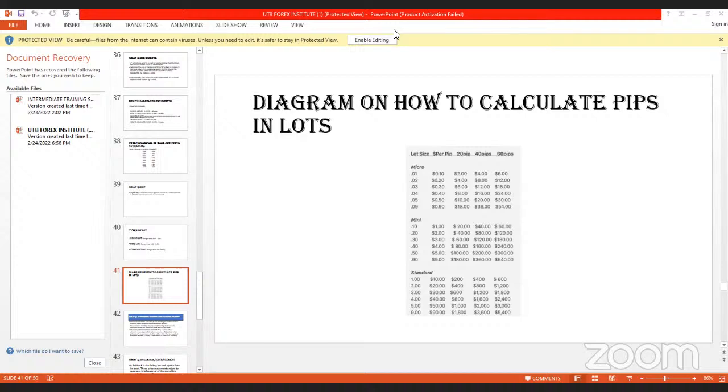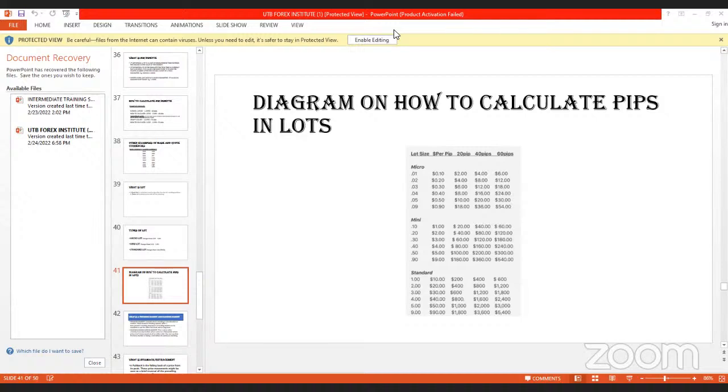So that's all about lot size. Lot size defines what you are using to enter the market. And this lot size also defines your risk appetite. It defines your risk management. It defines your trade management. It also protects your emotion.